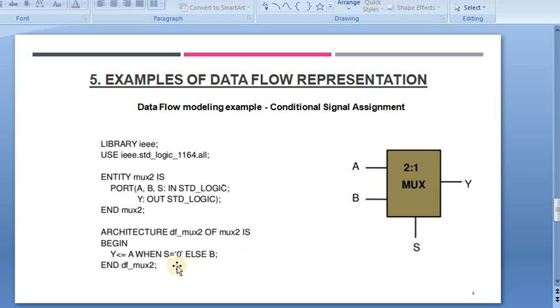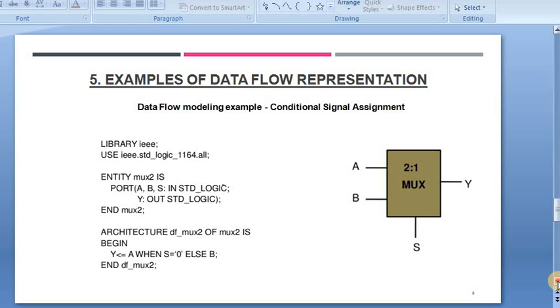As you see in the first slide of today's presentation, there is a fourth design representation also, which is called hybrid representation, which is just the combination of these three, that is behavioral, structural and data flow representation. So with this, we conclude today's lecture.